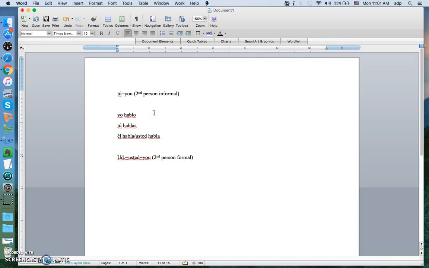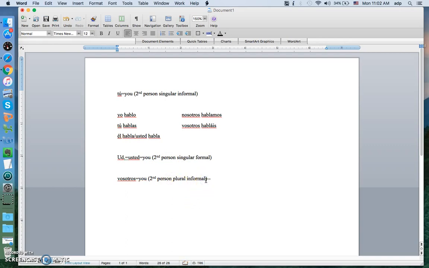On the plural side, obviously we have nosotros, we speak, and you have this, vosotros habláis. Okay? Vosotros is the second person form in Spanish, so vosotros. It means you, and it's what we call the second person informal as well. So here would be singular, and then this would be singular as well, but this would be plural. So this is when we're talking to a group of people.